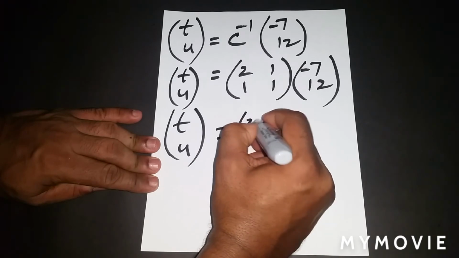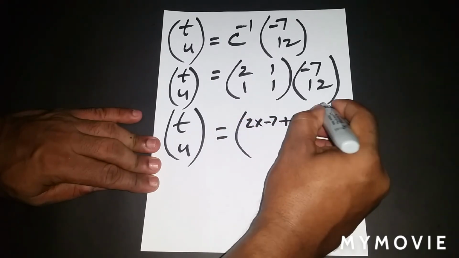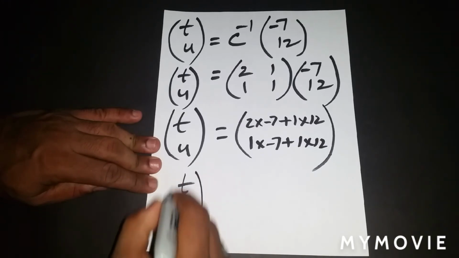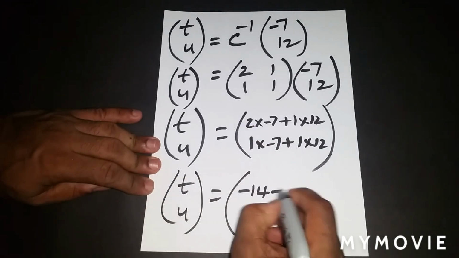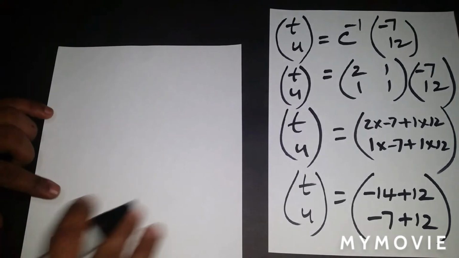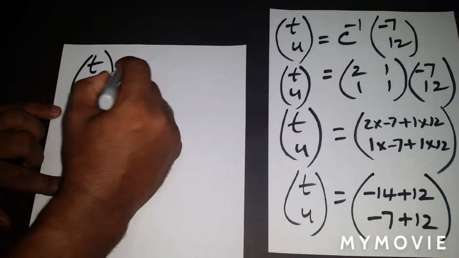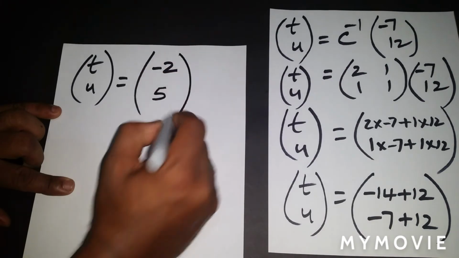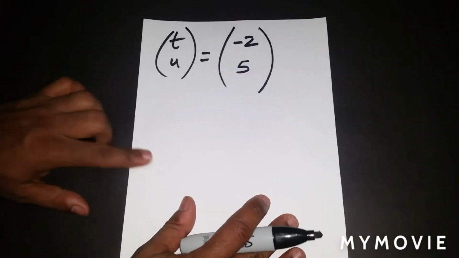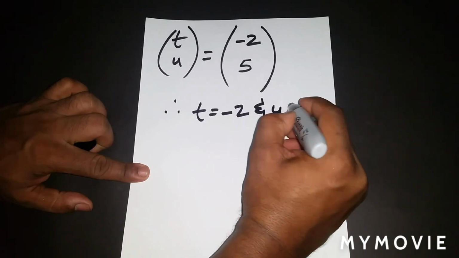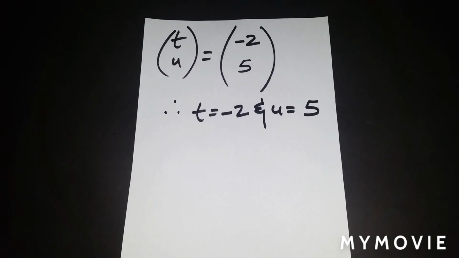So what we have here, 2 times negative 7 plus 1 times 12, 1 times negative 7 plus 1 times 12. So what we will have here is negative 14 plus 12, negative 7 plus 12. So we're close to the end of the working out for this question. Very, very simple. So what we'd have here is t u, and that will be equal to negative 14 plus 12 gives us negative 2, and negative 7 plus 12 gives us positive 5. And based on equal matrices, therefore t will be equal to negative 2 and u will be equal to 5. As simple as that.